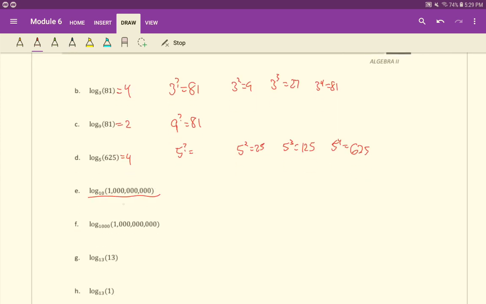For this one right here, it's again a power of 10, and you can just count the number of zeros. There are 9 zeros there, so this is going to be 9. 10 to what power gives you this 1 billion? And the answer is 9.